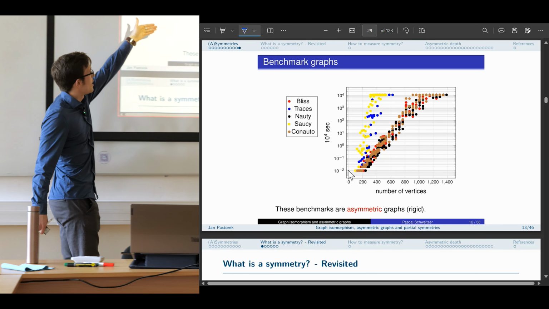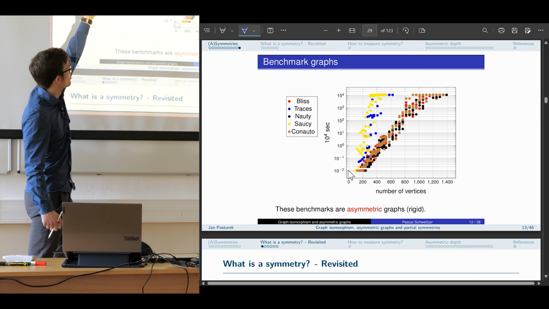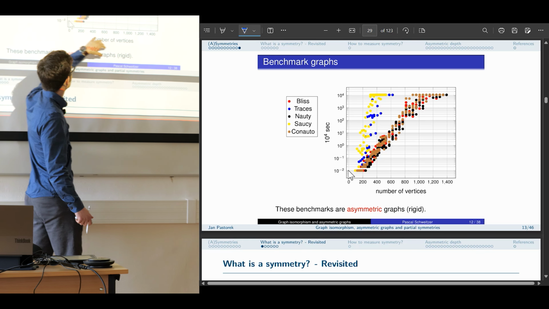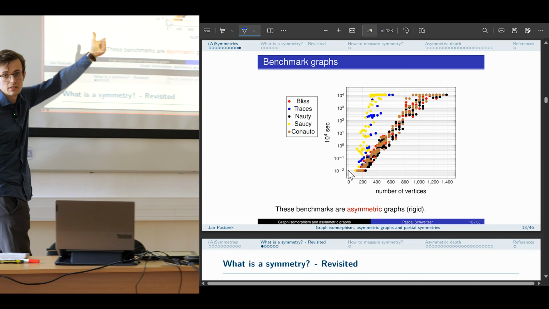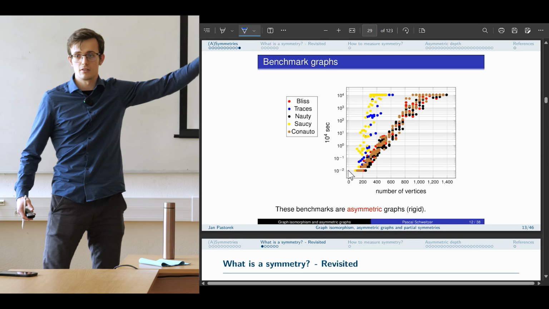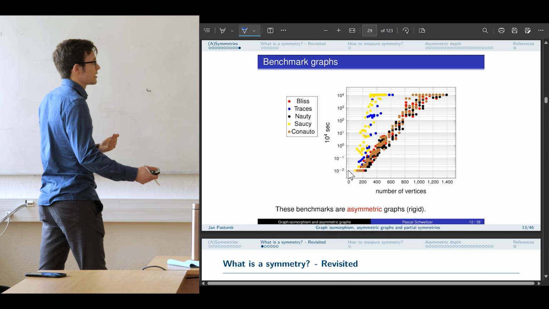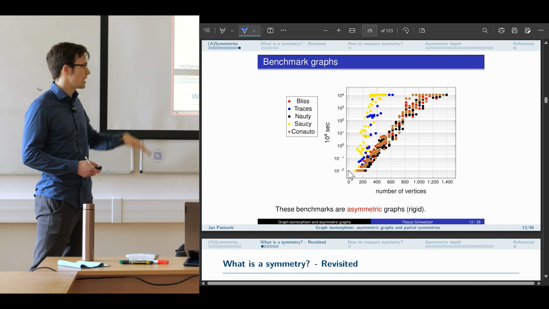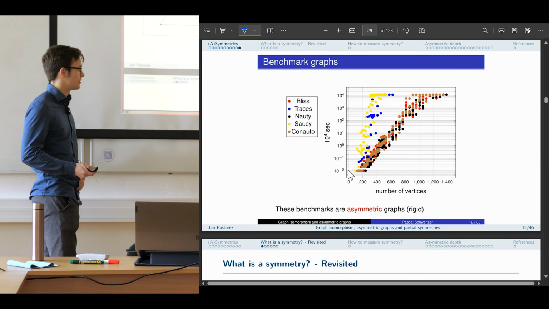And these are the 5 best graph isomorphism tools. As you can see, this is the number of vertices, and this is the time it takes to decide graph isomorphism for these graphs. And so it turns out that there are cases where deciding the isomorphism problem for graphs which are asymmetric is hard.